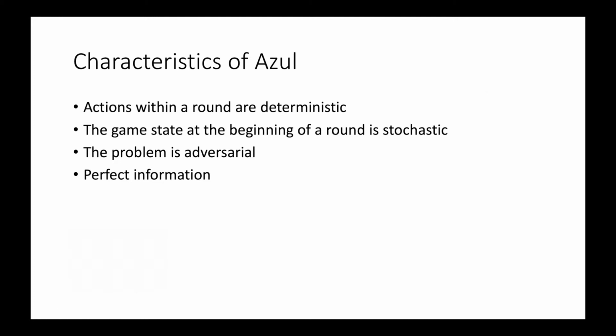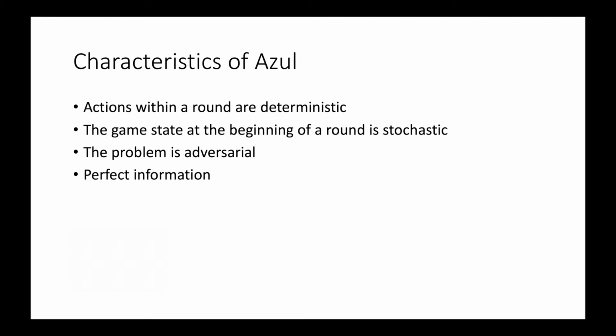Firstly, the actions within a round are deterministic. This means that in a given game state S, action A will always result in the same successive state S prime, if S and S prime belong to the same round. However, the game state at the beginning of a round is stochastic. So while actions within a round are deterministic, the state S0K, the initial state of round K, is stochastic and it isn't determined by the state in the previous round. This is due to the randomized draw of tiles from the bag.